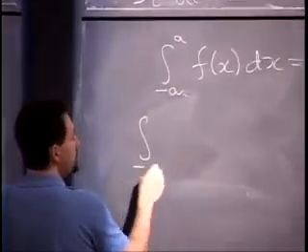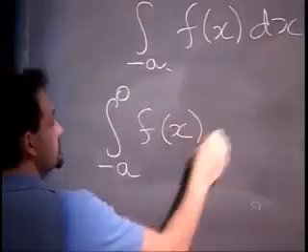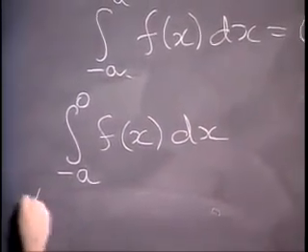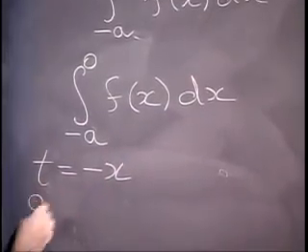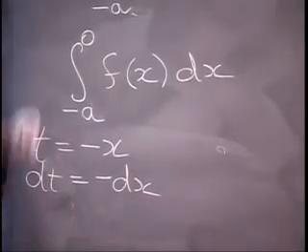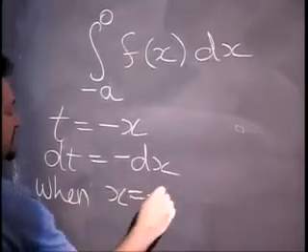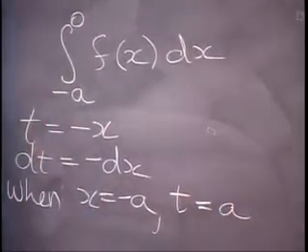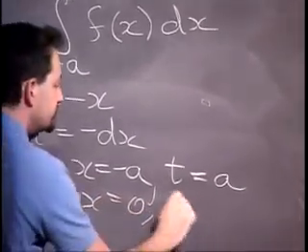Let's just start off with this integral. We'll split it up at 0. Let's just start from here. Minus a to 0. Let's make a substitution. t equals negative x. So dt is negative dx. Also, we're going to change the bounds. When x equals minus a, t equals a, because t is negative x. And when x equals 0, t is 0.